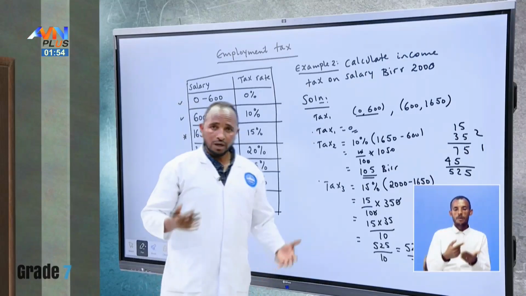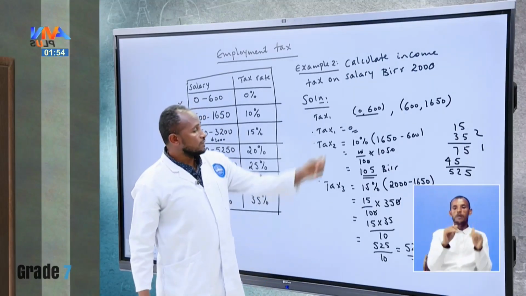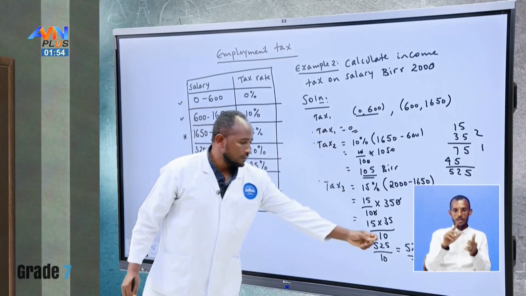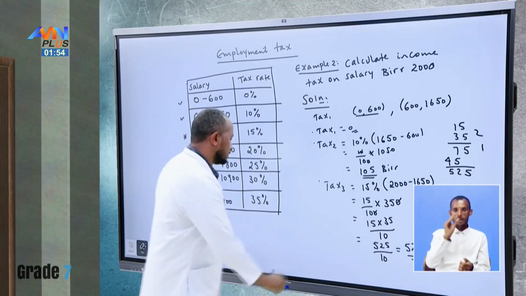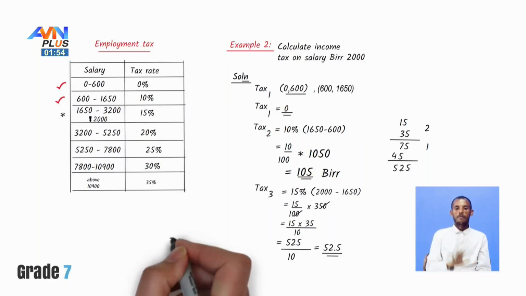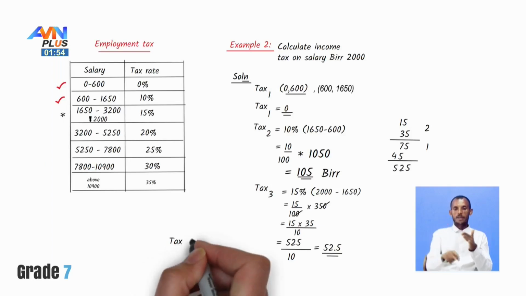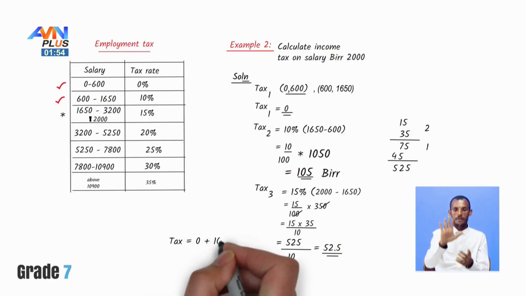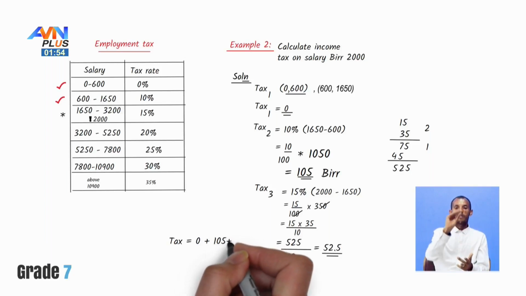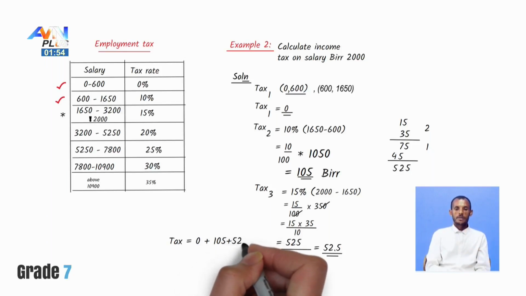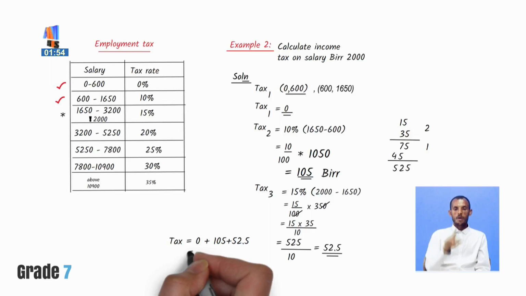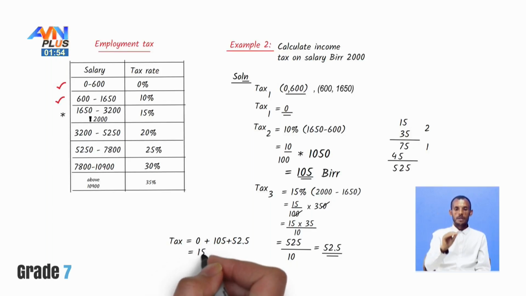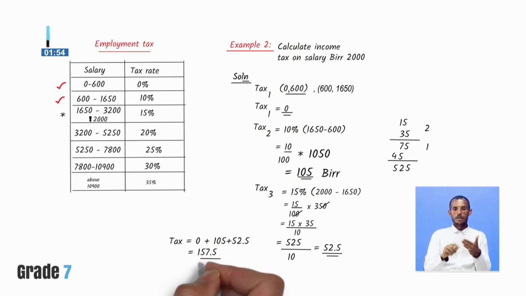Therefore, the total tax amount will be the sum of 0, 105, and 52.5. Therefore, the tax amount will be 0 plus 105 on the second interval, plus 52.5 on the third interval. So this gives us 157.5. This amount of birr will be paid as tax. So that's it. This is all about today's lesson.